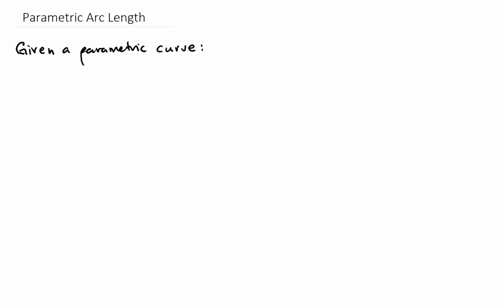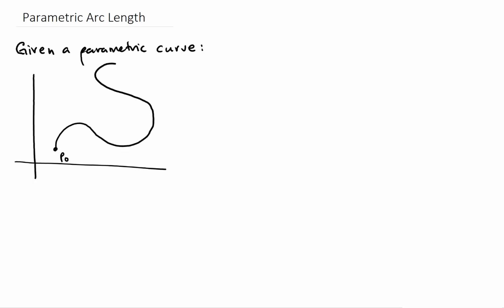In this video, we're going to take a look at calculating parametric arc length. So we'll start with a given parametric curve. Here's a Cartesian plane. We'll start at this point, P0, and we've got some curve that cruises along and hits different points. So it goes to point 1, then it goes to point 2. This is the direction, point 3, etc.